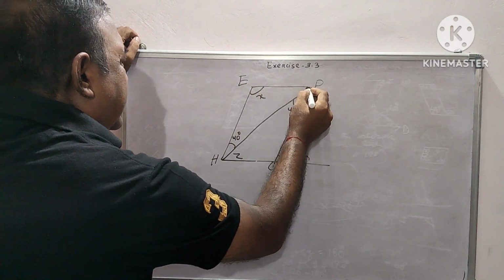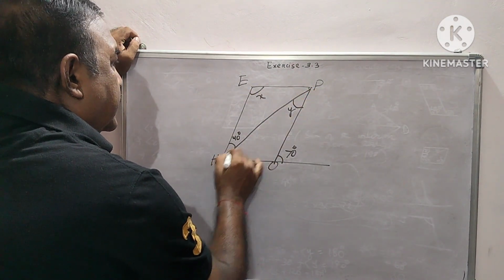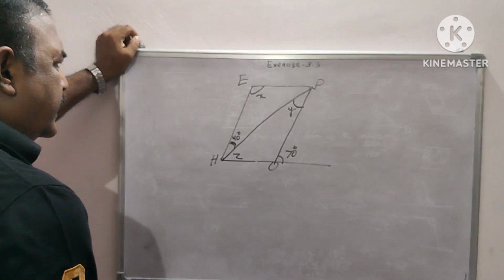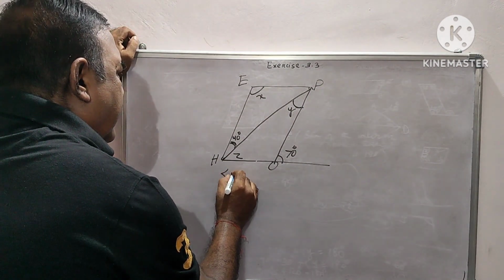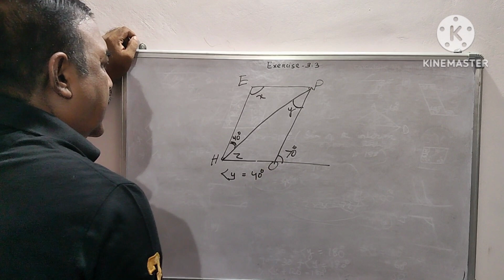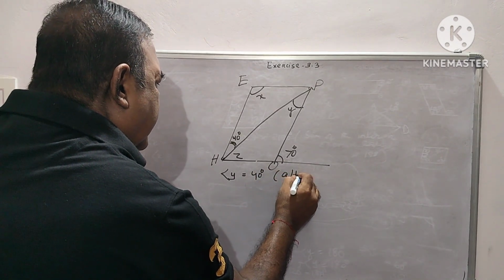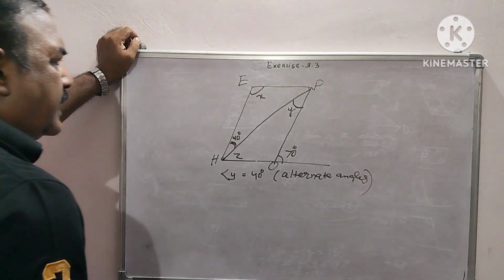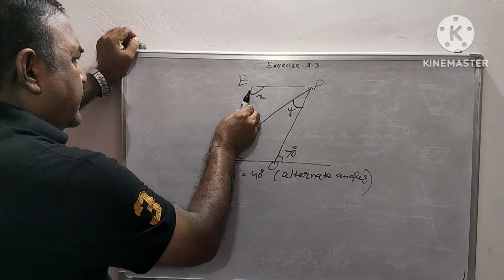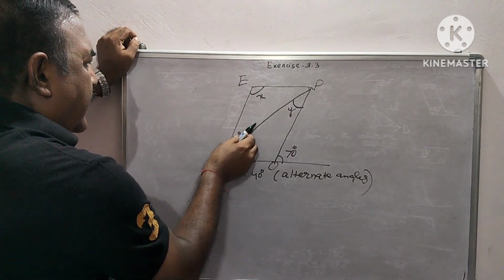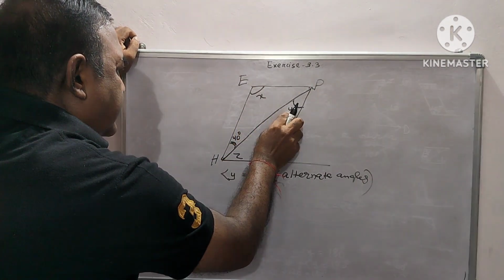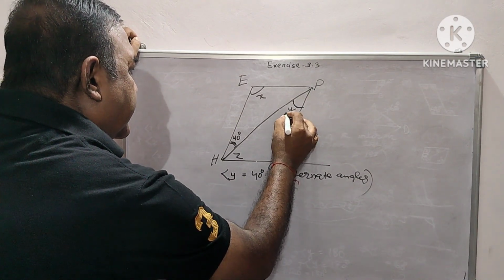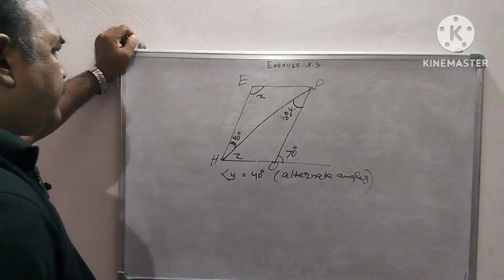You see, EP is parallel to HO. HP is the transversal. So this angle and this angle both are alternate angles, which are of equal measure. So angle y is equal to 40 degree. How? Alternate angles. Because you see, this side is parallel to this side and this is the transversal. So this angle and this angle both are alternate angles, so they are of equal measure. So already we got it. It is 40 degree.